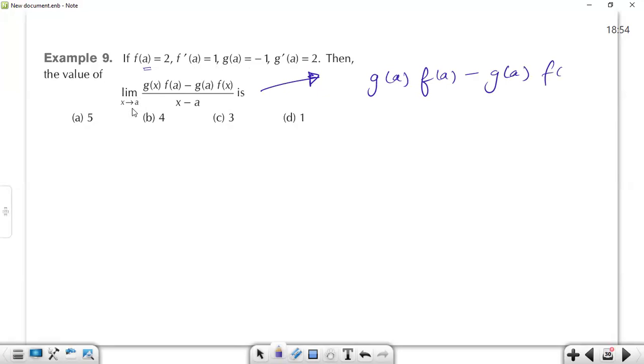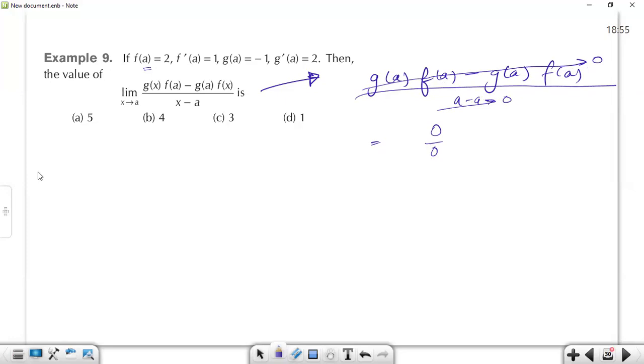So g of x into f of a minus g of a into f of x. Basically, we are replacing x with a. Divided by x minus a. So this will become 0, and this will also become 0. So it is coming out to be the 0/0 form, which is an indeterminate form. So what do we have to do now, anyone? L'Hospital will be applied, sir. Yeah, very good, very good.